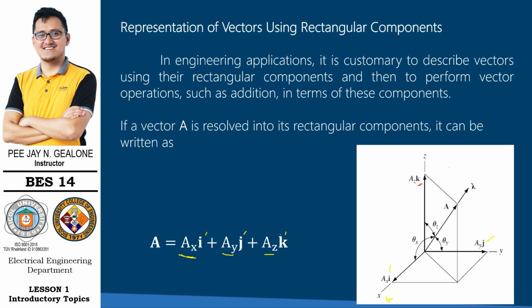So this AX, AY, and AZ are simply the scalar values of A along the x-axis, y-axis, and z-axis. Or in other words, it is the projection of vector A in their respective axes. So we will talk more about this on the next slide.